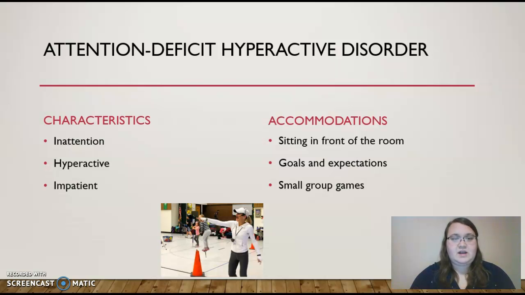Attention deficit hyperactive disorder is characterized by inattention, hyperactivity, and impatience. Some accommodations would be setting them in the front of the class. By doing this, they're less likely to act out. Setting goals and expectations also motivates them and lets them know the limits of the class. And setting up small groups and games. The group stations keep them moving, interacting, and motivated. It also reduces jitters.